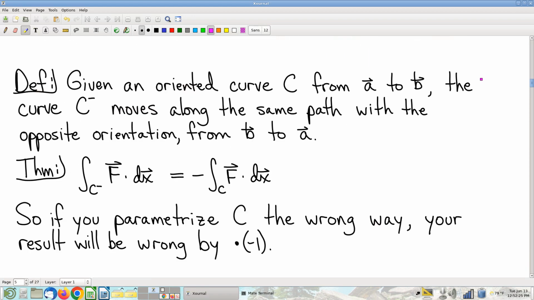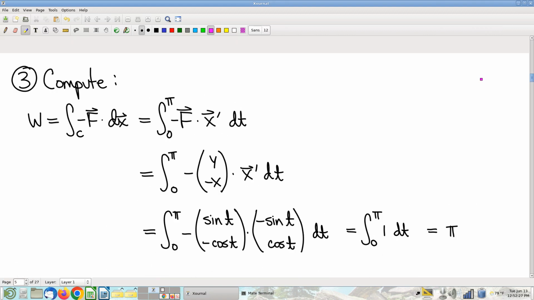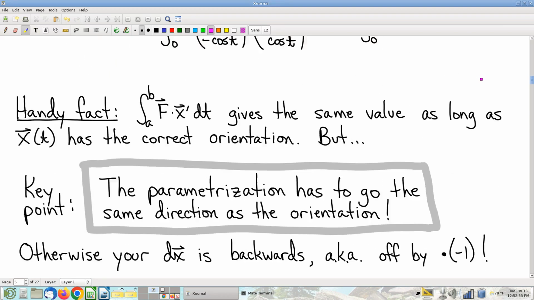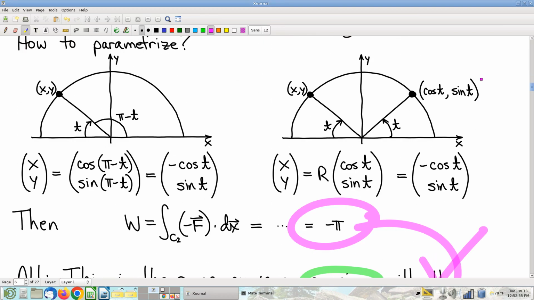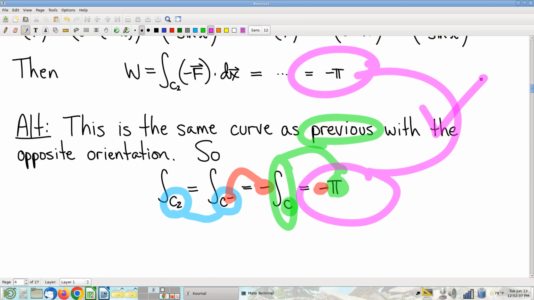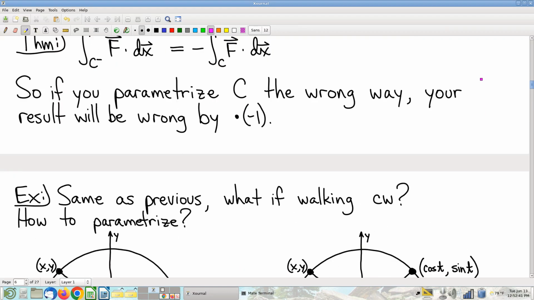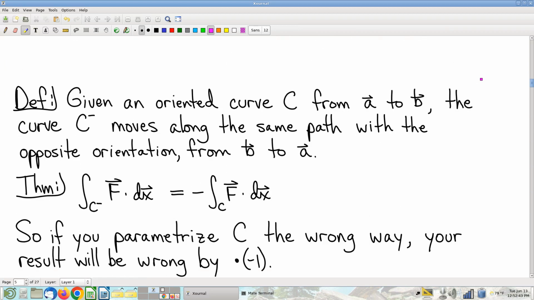If you've already got the line integral computed in one direction, and they ask you to compute the line integral in the other direction, yeah, minus sign. Boom, nothing to it. So that's kind of the sort of a double-edged sword on this theorem here.